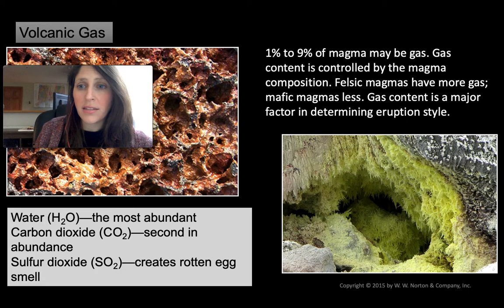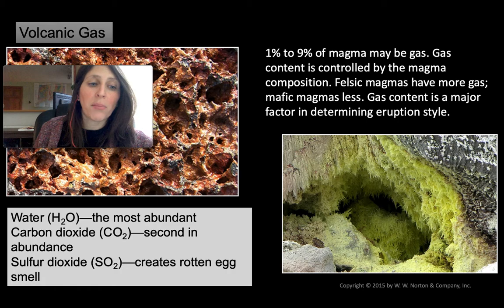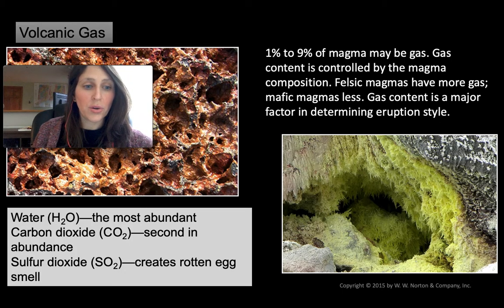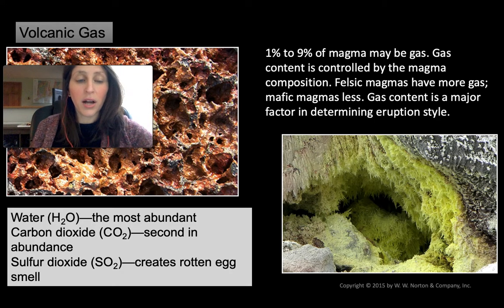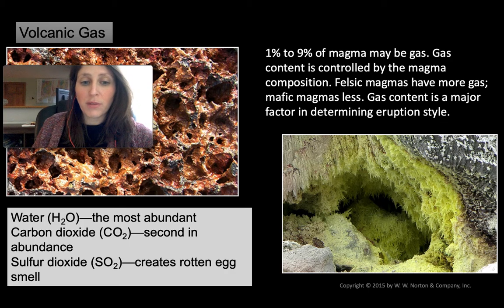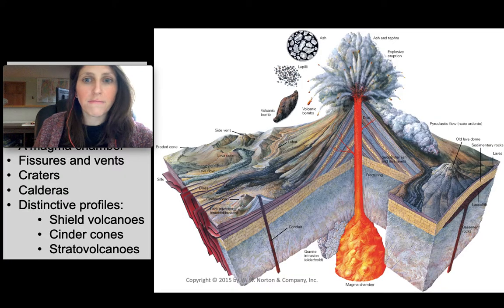Mafic has less gas. But these gases can be pretty detrimental to humans, plants, and animals, depending on how much gas is released into the environment. Sulfur dioxide, carbon dioxide, and then water are products of volcanic eruptions. If you have ever visited a volcano that has some little hot springs, sometimes you can smell rotten eggs because of the sulfur dioxide that's seeping up through the ground, releasing these volcanic gases.